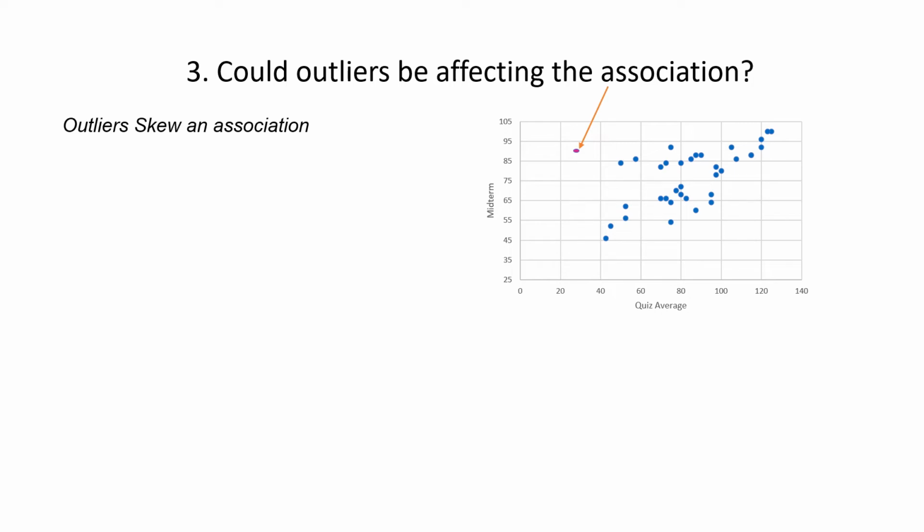Another thing that needs to be considered when we're doing correlation is outliers. Could outliers be affecting this association between these two variables? Because outliers actually skew a correlation, and they can skew a correlation one way or another. Like for instance, let's look at this purple dot here. What could be going on here?